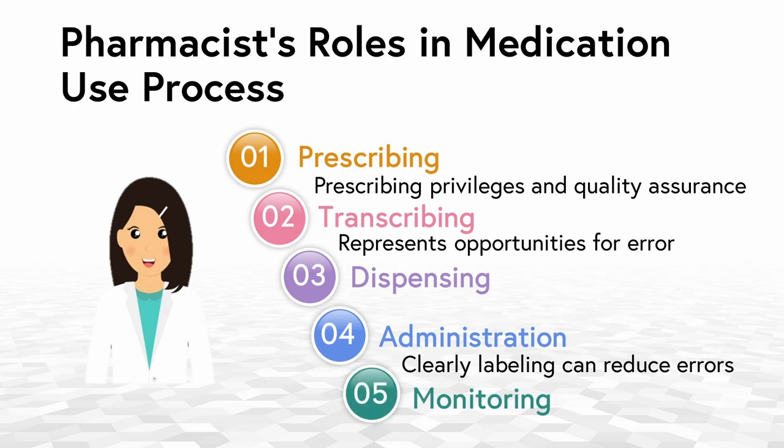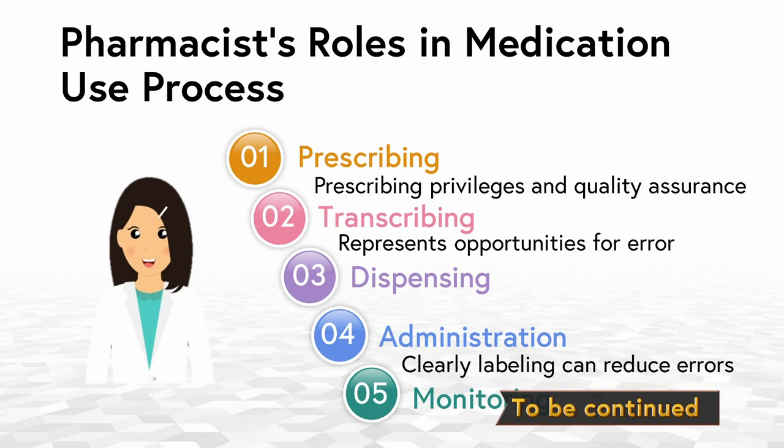Monitoring the patient's response to the medication is a critical phase. Here, pharmacists play a vital role. Monitoring includes reviewing laboratory values that are correlated with the expected medication therapy outcomes, as well as other objective and subjective factors that indicate whether the therapy is effective or may be having a toxic effect.